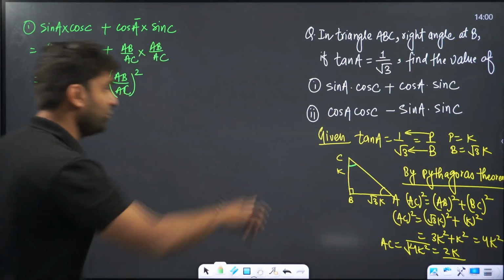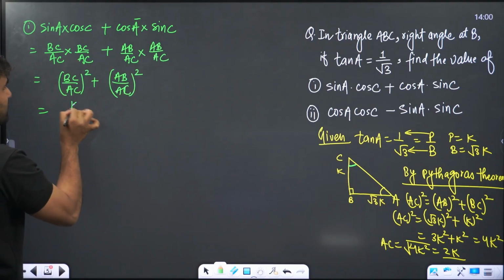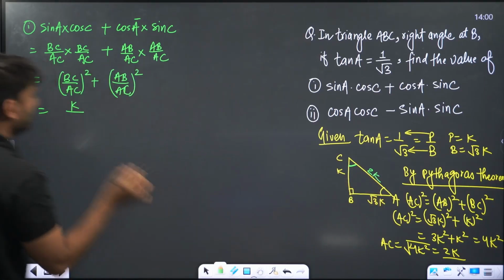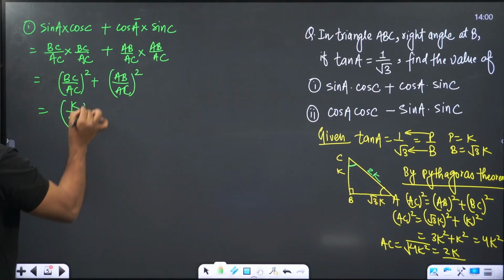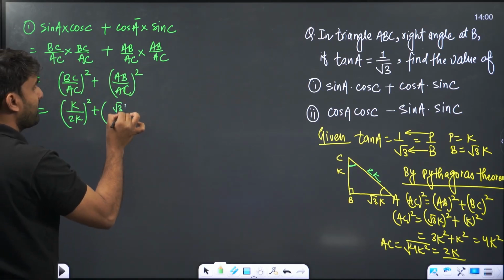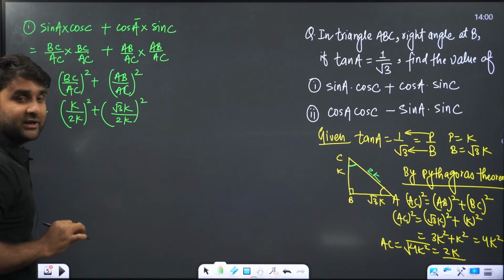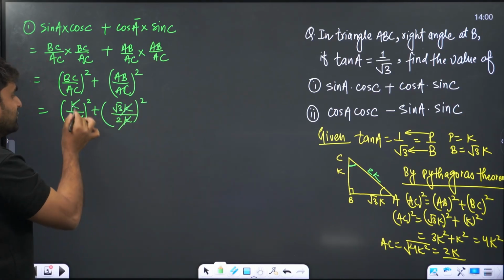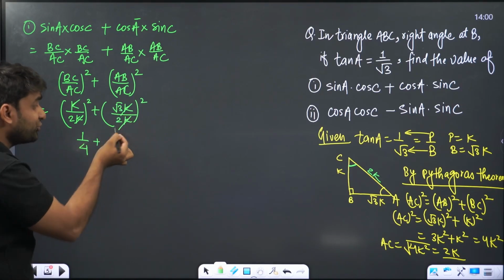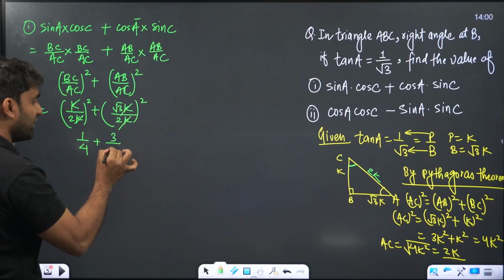So now look at the triangle. We have everything. BC is equal to K, AC we have just calculated. This is 2K. So this is K by 2K whole square, plus AB we have root 3K, divided by AC is 2K whole square. Clear, everyone? K and K will be cancelled. So this is 1 by 2 whole square, which will be 1 by 4. This is root 3 by 2 whole square. So root 3 square will be 3 and 2 square will be 4.